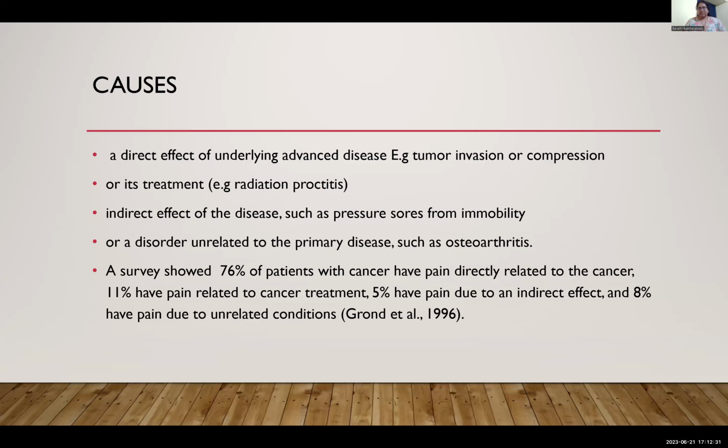So most commonly patients have cancer-related pain. So cancer has a direct pain. So 76% of the patients have pain related to cancer. So it is really huge number. So I think we need to put our effort to learn and diagnose how cancer could cause pain and what are all the mechanisms which could cause pain in cancer patients. And 11% can have pain related to its treatment, and 5% have pain due to indirect effect, and others due to unrelated conditions.